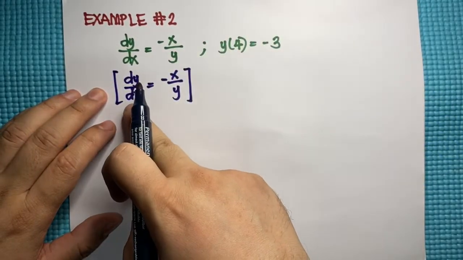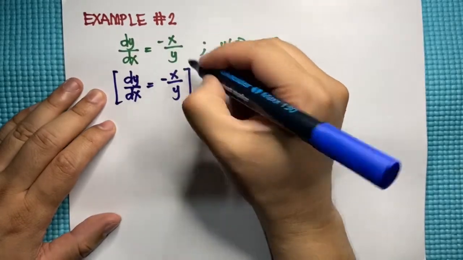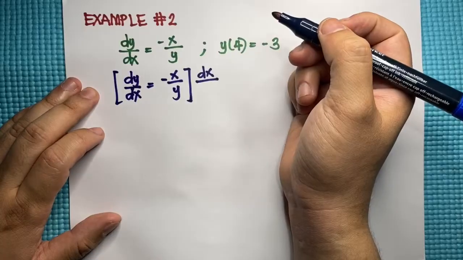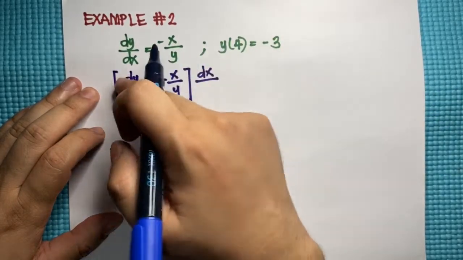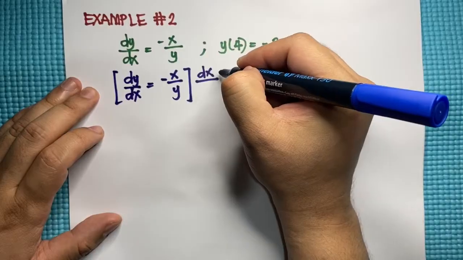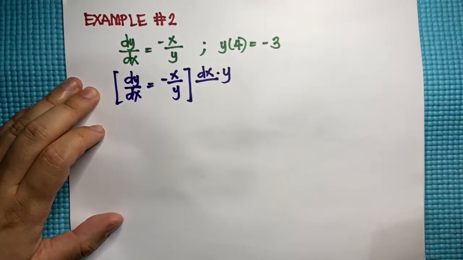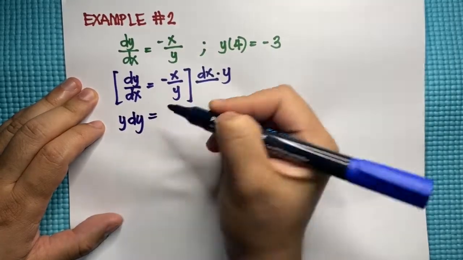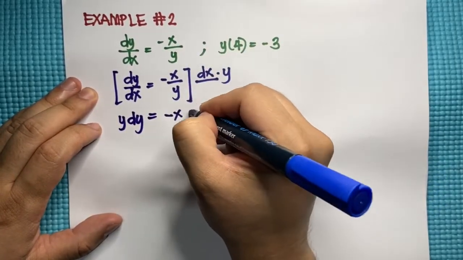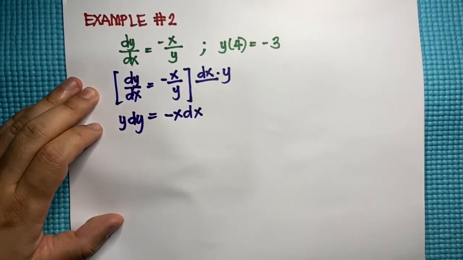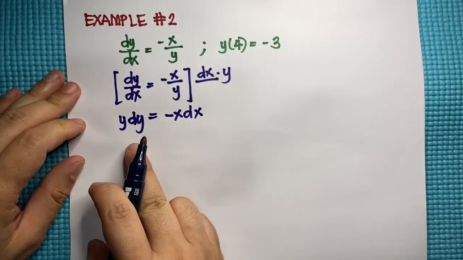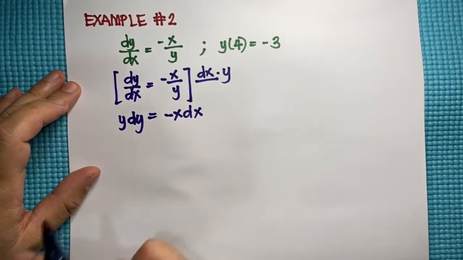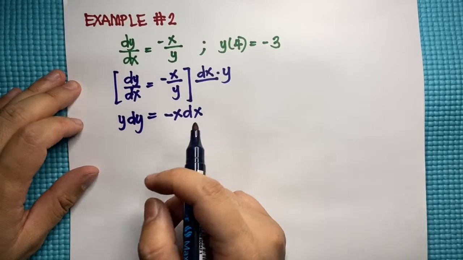So we want to transfer dx to the right side, so therefore I am multiplying the equation by dx, and at the same time I want y to be transferred to the right side, so therefore I'm going to multiply y as well. So giving us y dy, and that would be equal to negative x dx. So as you can see on the separated equation, this one is integrable right away.